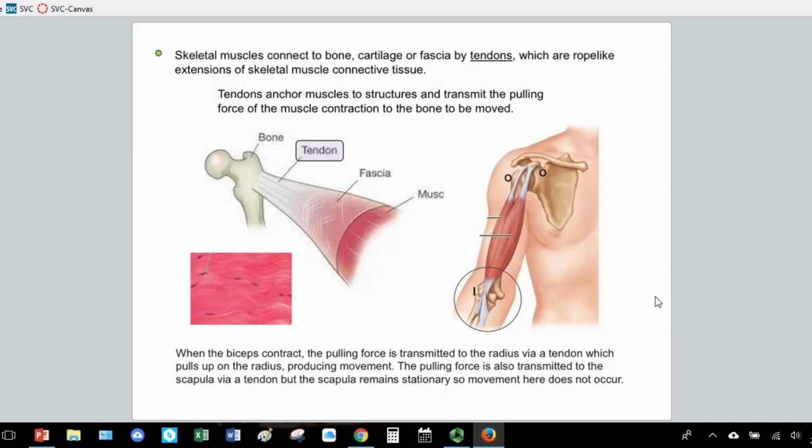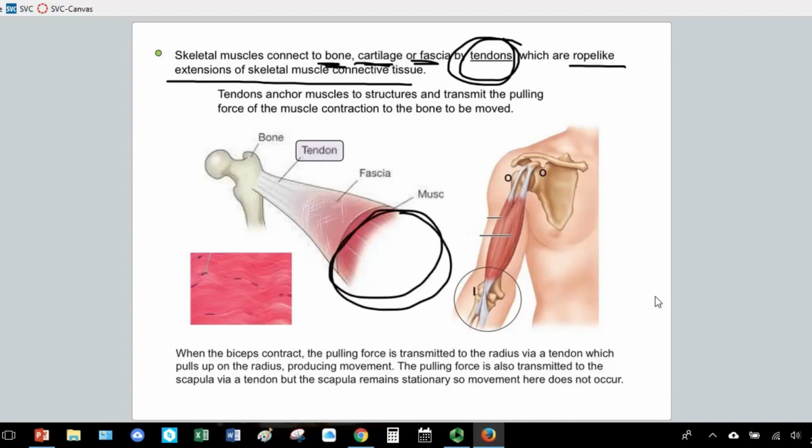All right. So, skeletal muscles connect to bone, cartilage, or to fascia by something called tendons. And what tendons are is they're rope-like extensions of skeletal muscle connective tissue. So here we have a skeletal muscle and all these different compartments in there, and all these different compartments have connective tissue around them that I'll talk about.